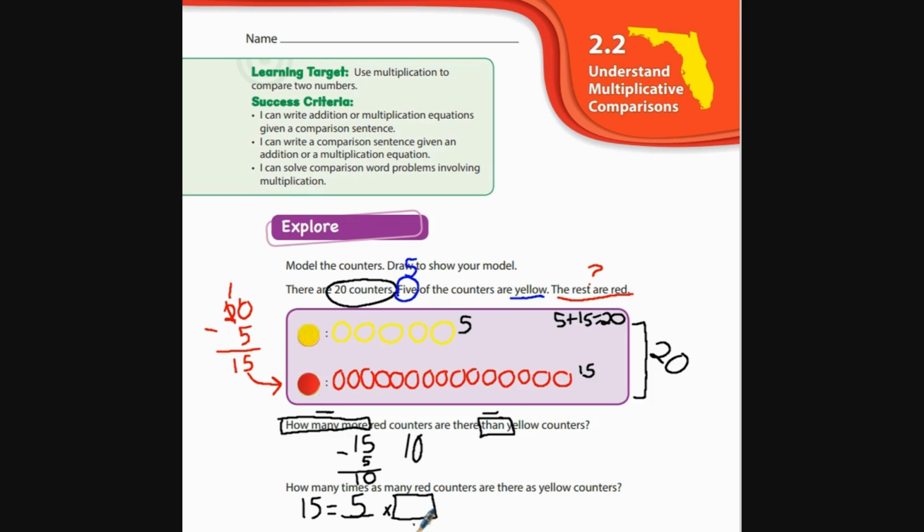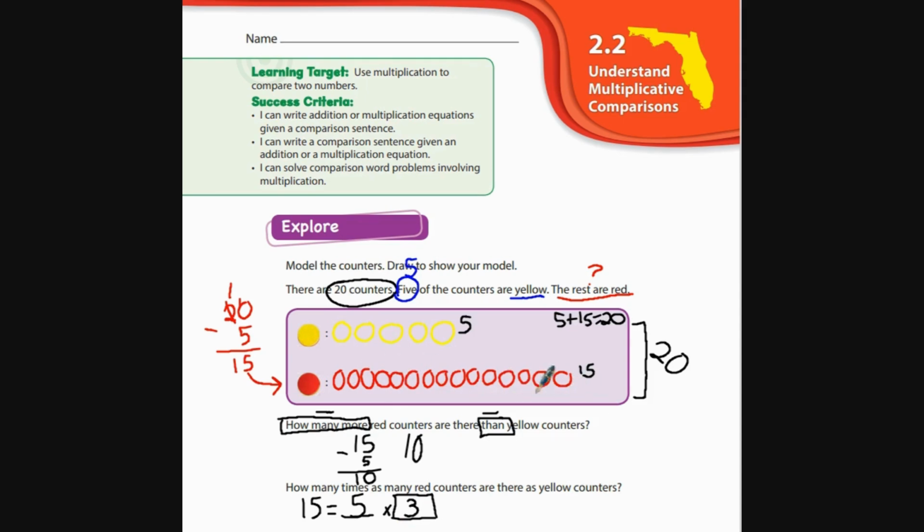Now it's asking, how many times as many red counters are there as yellow counters? Now I have to use multiplication. If I want to see how many times more red there are than yellow, I have to think, if there's 15 red and there's 5 yellow, then 15 divided by 5, you could do that too, will give you the answer. Or I could say, 5 times what number is 15? Well, 5 times 3 is 15.